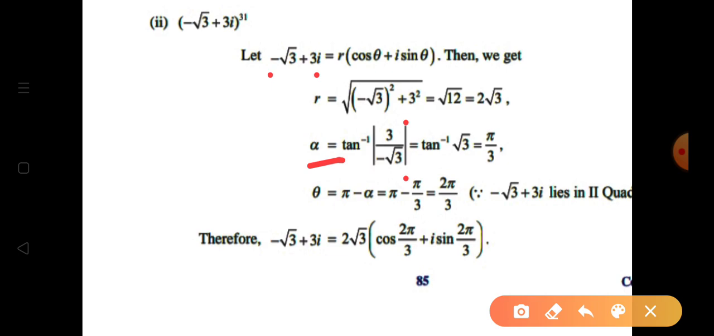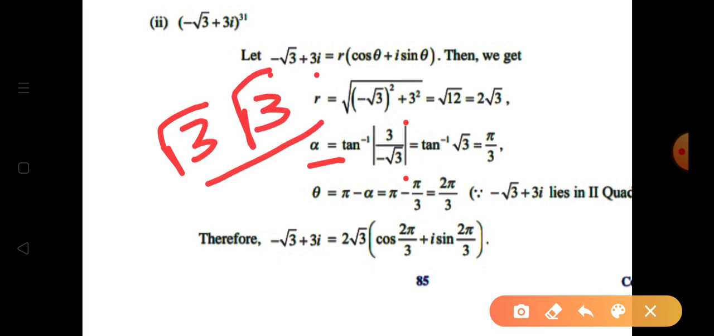So tan inverse, numerator we get 3. 3 we write root 3 into root 3 divided by 1 root 3. Root 3 cancel. So we get the answer tan inverse root 3. Tan inverse root 3, in which degree does tan get root 3? That is 60 degree. So we write pi by 3.